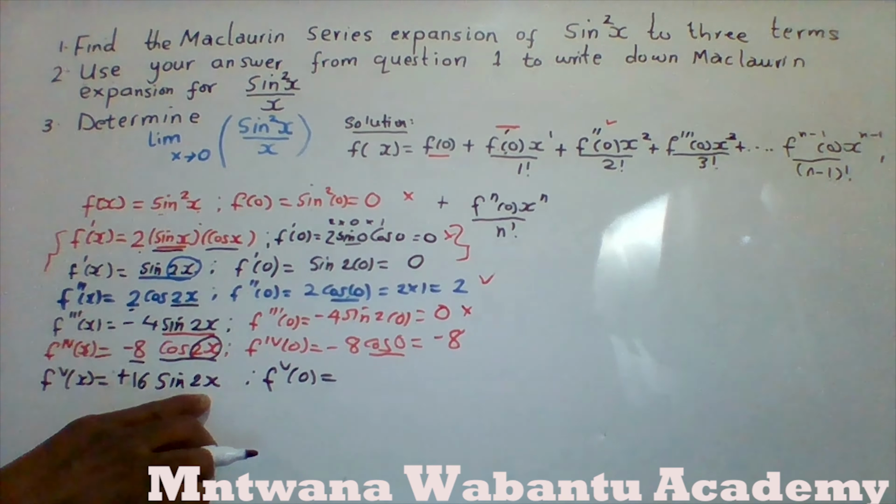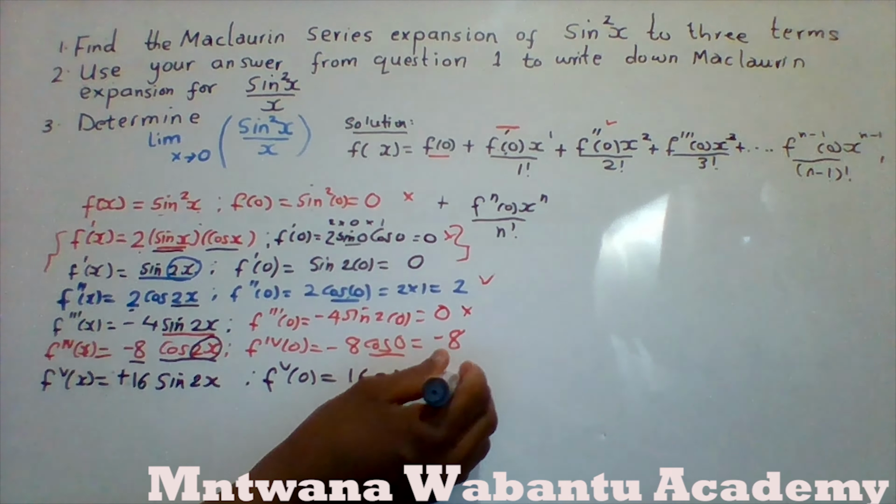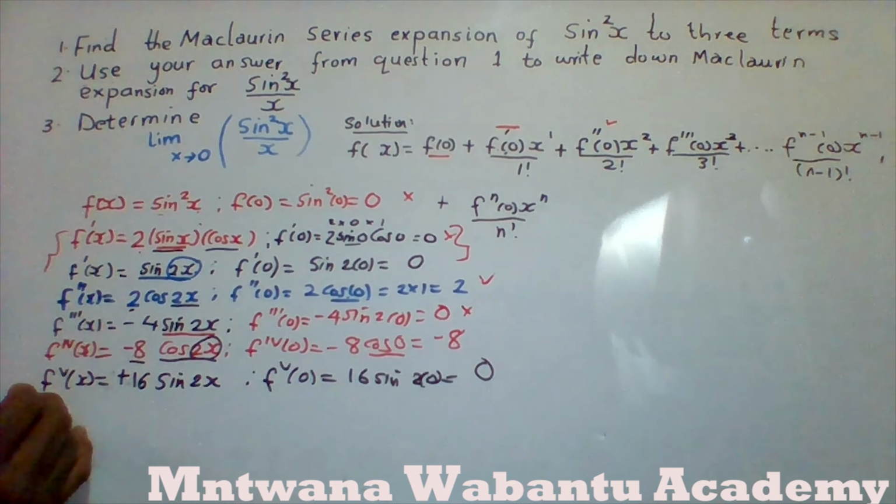Okay, plug in 0 here, so we're going to go 16 sine of 2 times 0. Everything is going to be equal to 0 here. Let's go one more. We got to get this one, man.